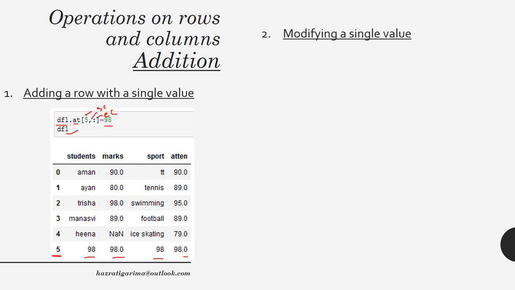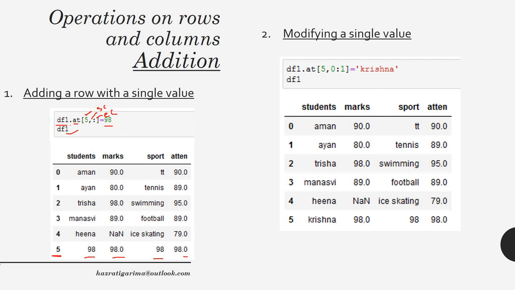Now next one, modifying a single value. What I'm doing, I don't want 98 over here. I think there should be a name over here. So what I am doing, df1, my data frame name, dot at, that means at which index, 5, because I want to change the name at 5, where the column is 0 to 1, as it is not including this one. Okay, I'm giving the name over here, Krishna. After printing my data frame, I'm getting the result as 5 Krishna.